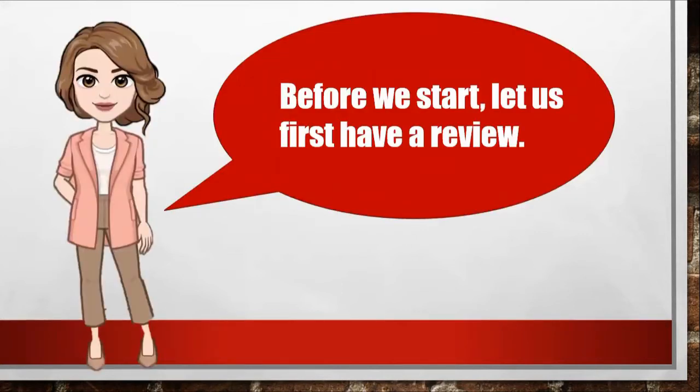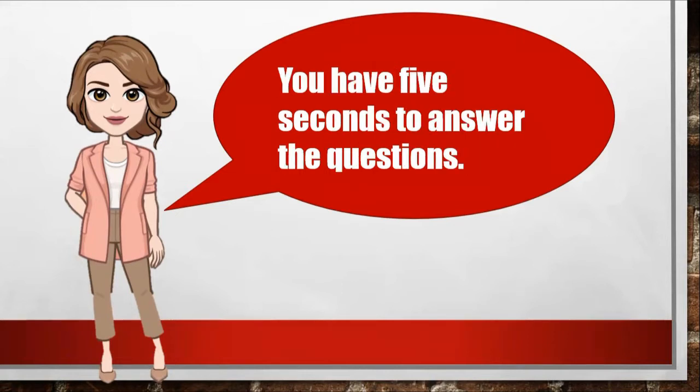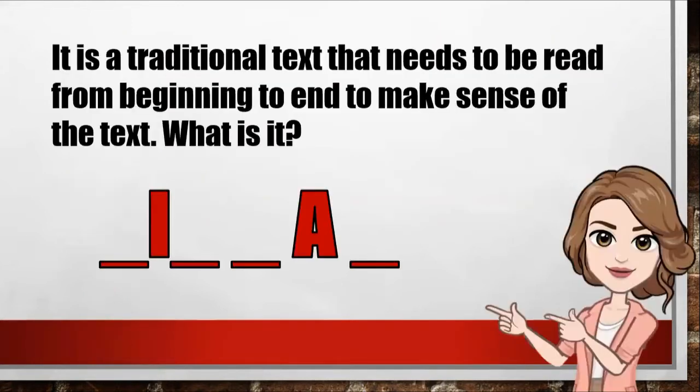Before we start, let us first have a review. Just identify what are described by the following statements. You have 5 seconds to answer the questions. Let's get started. Question number 1. It is a traditional text that needs to be read from beginning to end to make sense of the text. What is it?